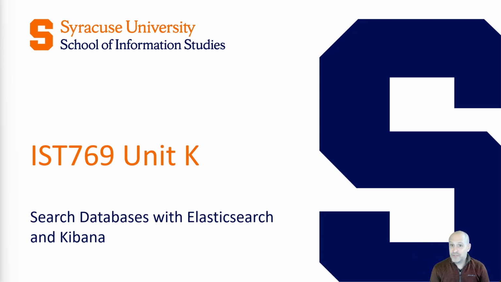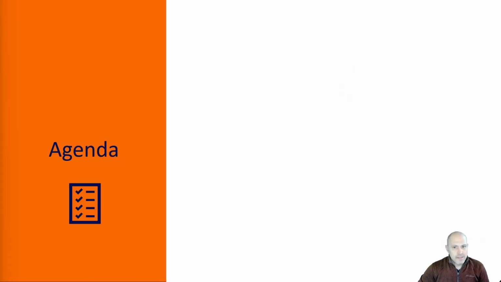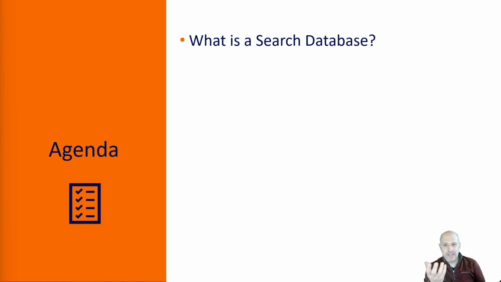This unit is on search databases with emphasis on Elasticsearch and Kibana as our dashboarding tool for Elasticsearch. So on the agenda for this unit, what is a search database? How does it work? How is it organized? How is it different than all the other things we've been using so far in this course? What are the common use cases of a search database?